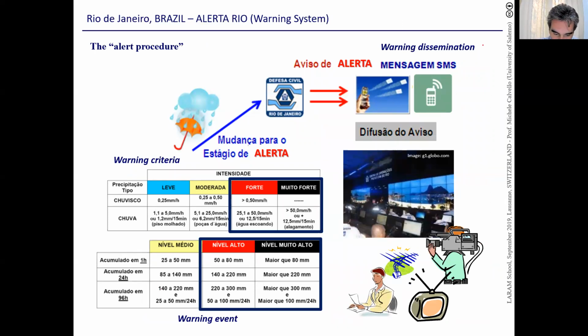So thinking about warning dissemination now, the warning event becomes an alert and goes to the municipal civil protection of Rio de Janeiro, and it becomes something that you have to send as an SMS, maybe this picture, and also nowadays apps. This particular picture was taken a few years ago, so things are evolving as well. Okay, and an important issue here.